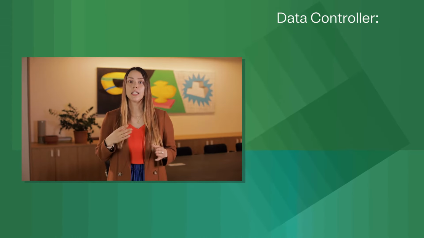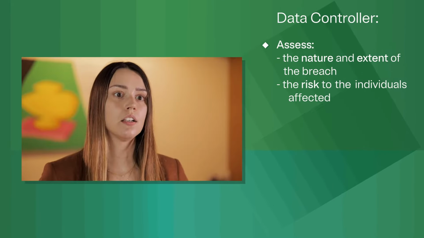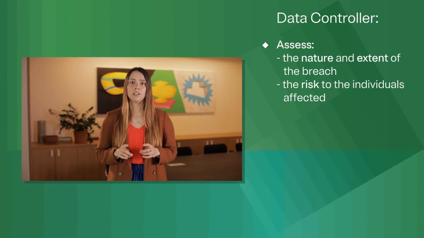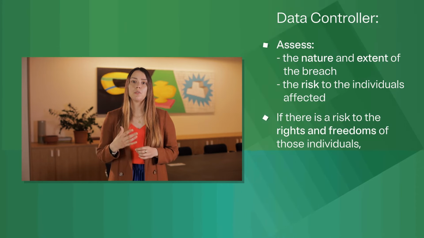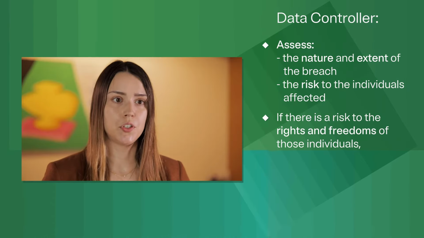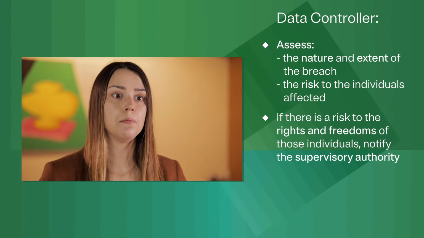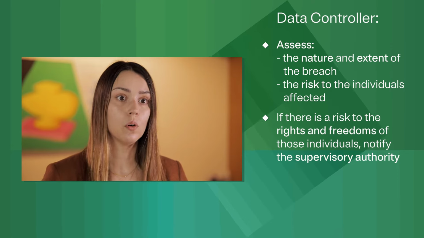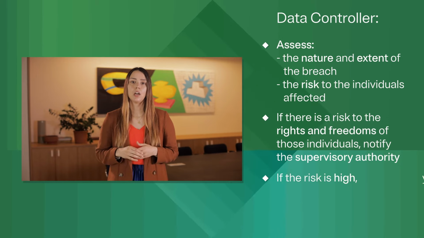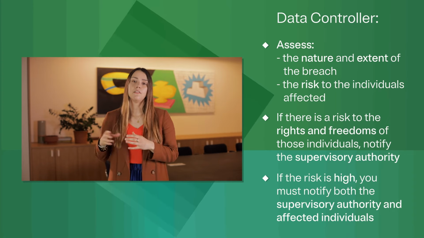As a data controller, on the other hand, you start by assessing the nature and extent of the breach and the risk to the individuals whose personal data has been affected. Based on this assessment, you determine whether the breach constitutes a risk to the rights and freedoms of individuals whose data is involved. And if so, you make a notification to the supervisory authority, which could typically be a data protection authority within the EU. When the personal data breach presents a high risk to the affected individuals, you will need to notify both the supervisory authority and the affected individuals directly.